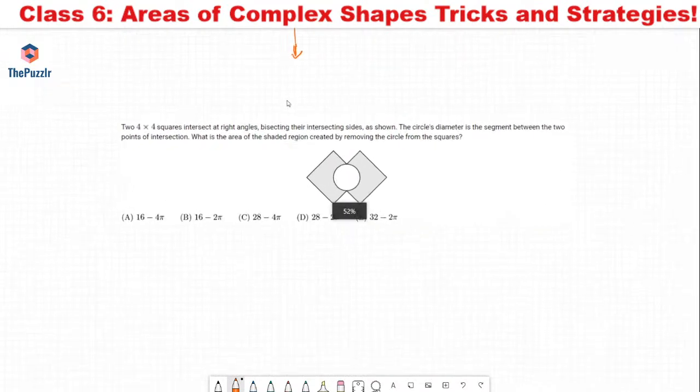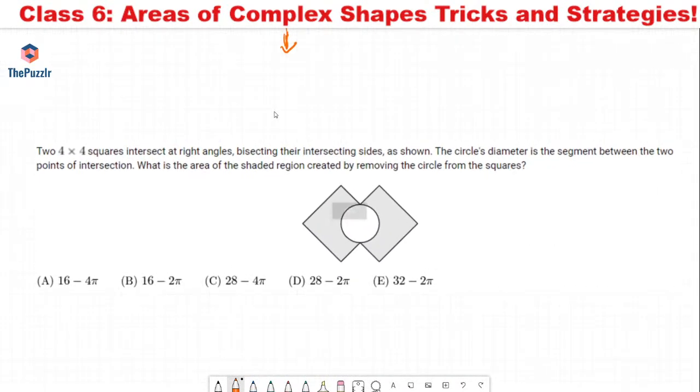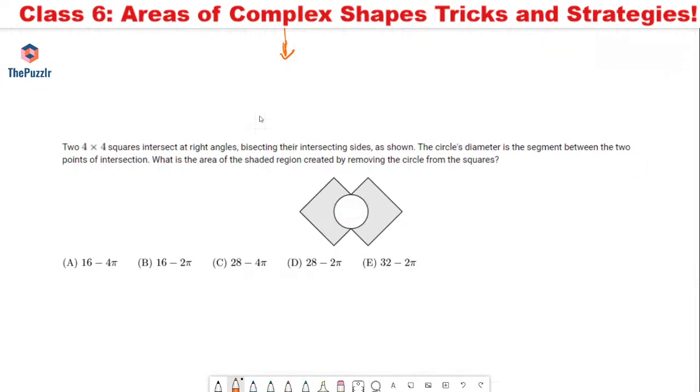No? Okay then, let's move on to our last few problems. Two 4x4 squares intersect at right angles, bisecting their intersecting lines as shown. The circle's diameter is the segment between the 2 points of intersection. What is the area of the shaded region created by removing the circle from the squares?